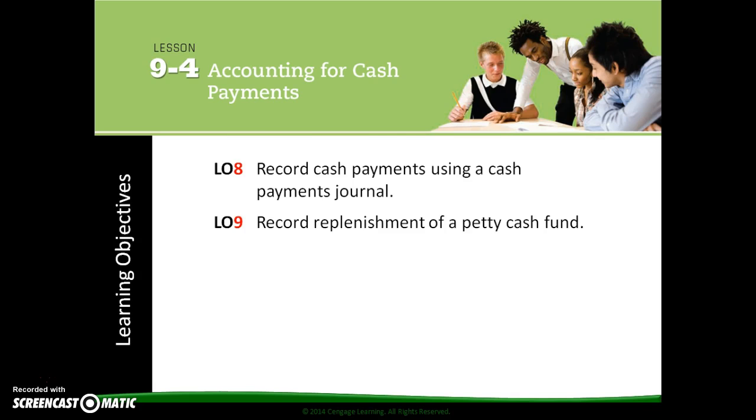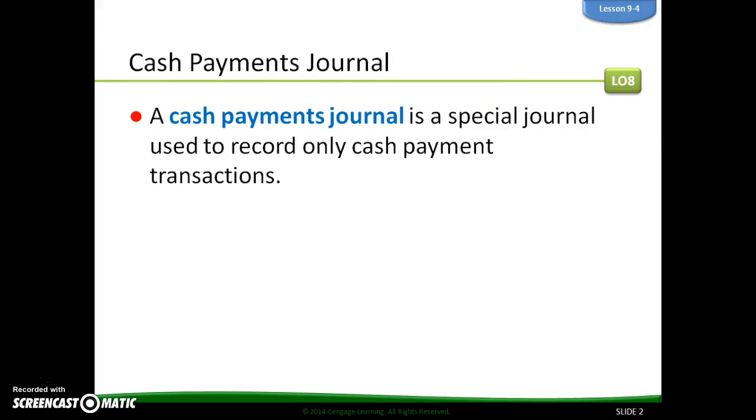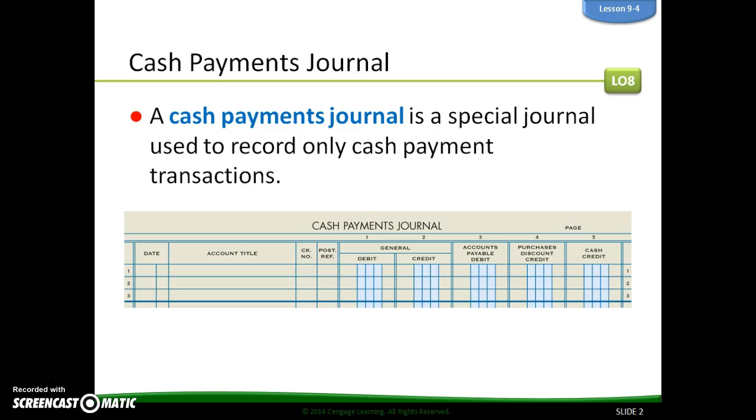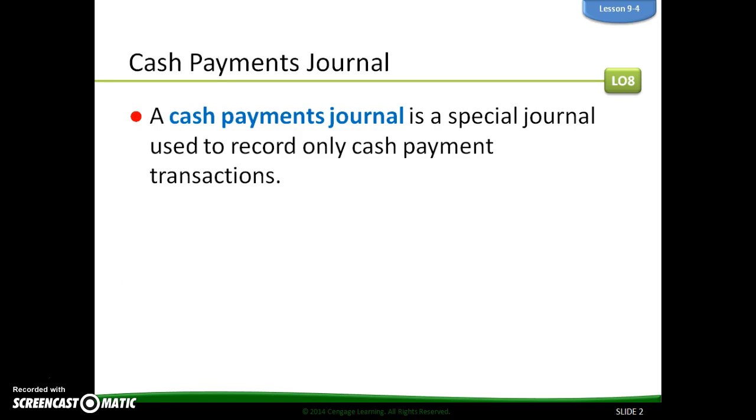So in Lesson 4 here, we do have some vocabulary that we want to touch base on. The cash payments journal is a special journal that's used to record only cash payment transactions. And you want to remember that this is for transactions where we actually pay for the purchase when we make the purchase. The other thing, in terms of vocabulary that we want to dial in on, would be discounting, and we'll look at that in just a minute.